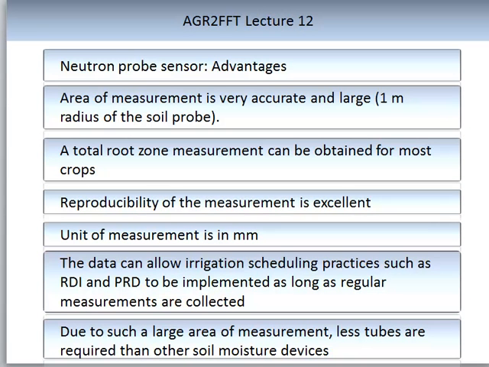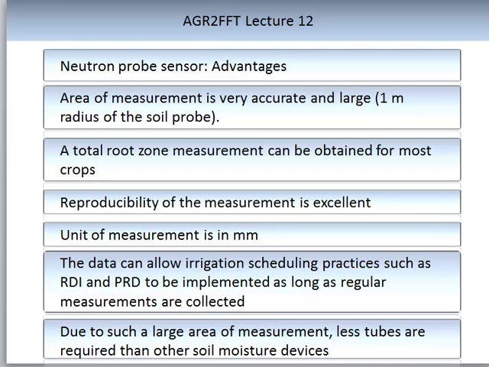So let us review some of the advantages of neutron probe sensing technology. The area of measurement is very accurate and large. A neutron probe can cover a 1 meter radius of the soil around the probe. A total root zone measurement can be obtained for most crops. Reproducibility of the measurement is excellent, and the unit of measurement is in millimeters. All of these components make the measurement of soil moisture by a neutron probe very applicable to the agricultural industries.